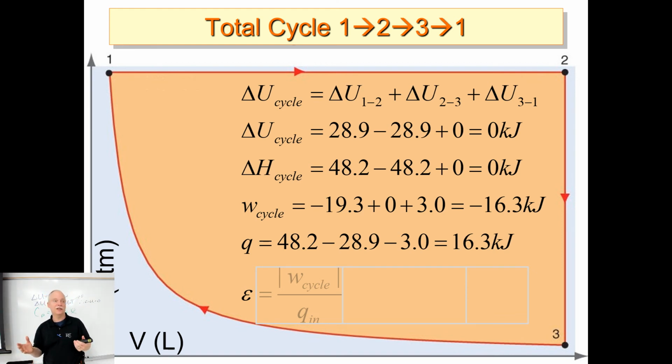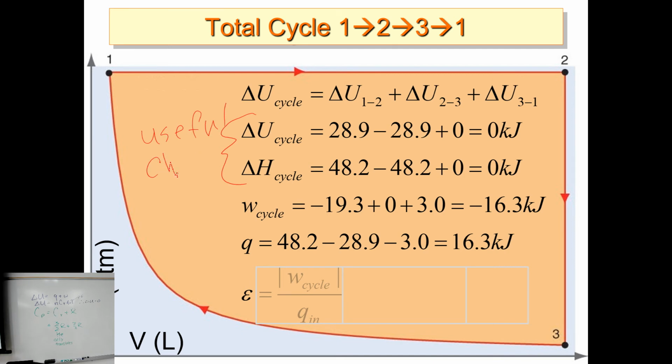Yeah, so that's actually great. That kind of is a check on your math. If you get through a cycle problem and the delta U for the whole cycle isn't 0, there's a problem. So this is a nice anchor point. You can use those two to check your math. Look for problems. So I'm going to put here, useful check.